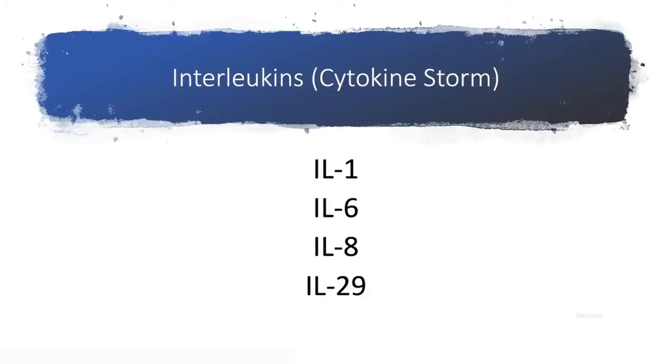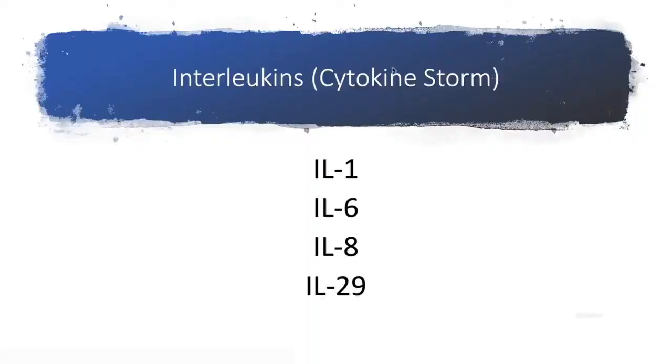So as I mentioned, the distress signals that are being sent in the cytokine storm are IL-1, IL-6, IL-8, and IL-29. These are all very important, but I want you to pay attention to IL-6. Now, IL stands for interleukin.